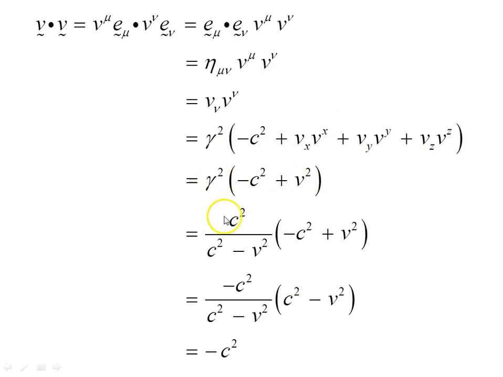We know from earlier that gamma squared is c squared over c squared minus v squared, and we multiply that out. But what we'll do is rearrange this and put a minus sign in front, so that we have c squared minus v squared in the numerator and c squared minus v squared in the denominator, and they will cancel. We're left with just minus c squared from this scalar product of the velocity vector, or tangent-to-the-world-line vector, with itself.